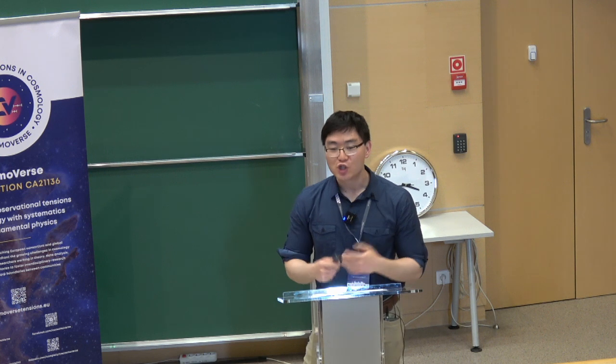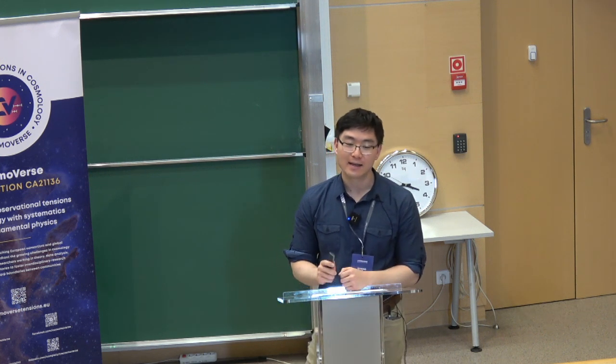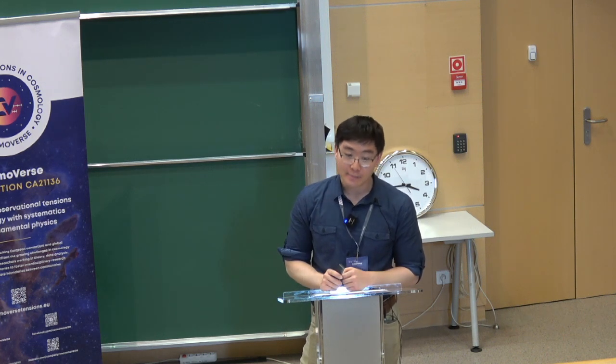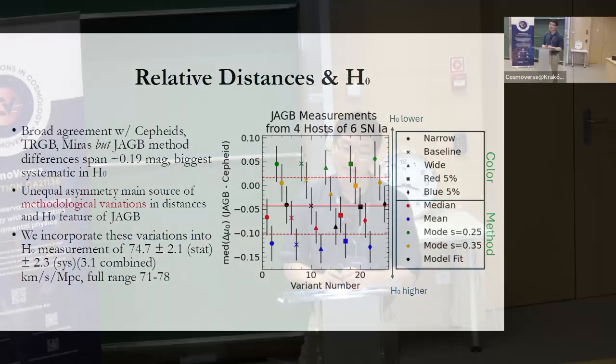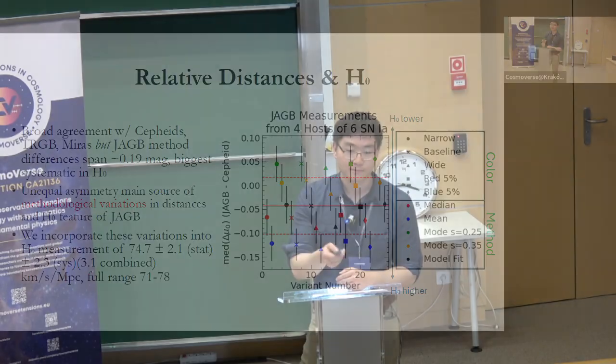And I would say in general, we do see broad agreement, but there is this methodological variation that arises due to the unequal asymmetry in the J region luminosity function that spans almost 2/10 of a magnitude. And this would be the biggest systematic in an H0 measurement. And so we decide for our H0 measurement to incorporate these variations. We find an H0 of roughly 74.7 plus or minus 3, with a full range spanning 71 to 78.